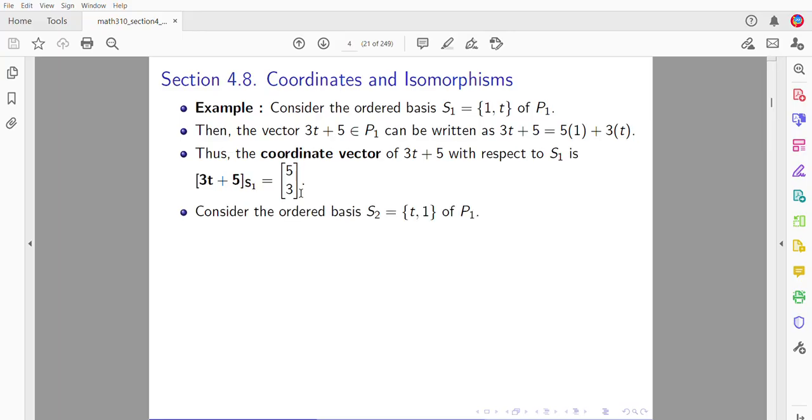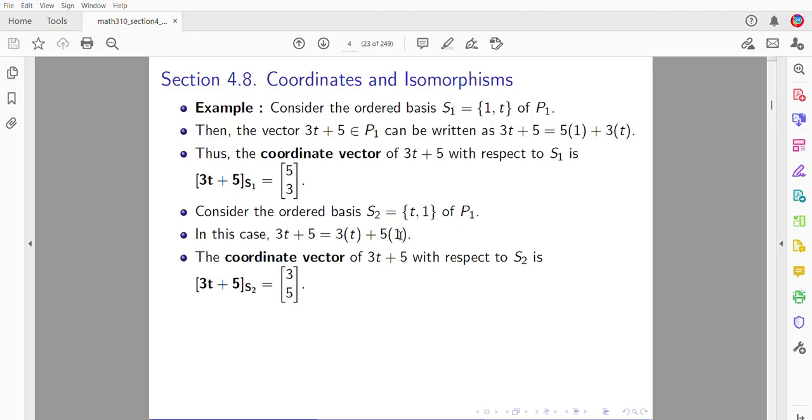On the other hand, consider the ordered basis T1, that is, interchange t and 1. In this case, 3t plus 5 is 3 times t plus 5 times 1. Now the coordinate vector is 3 first and 5 next, because you see t first, 1 next. So you see the coordinate vectors very much depend on the order of your basis.